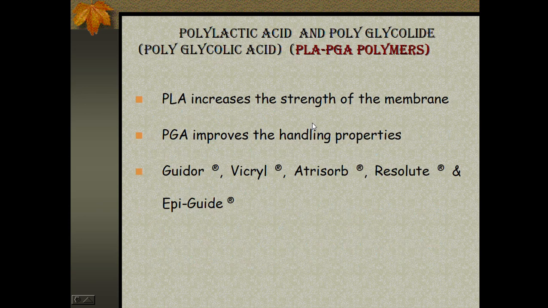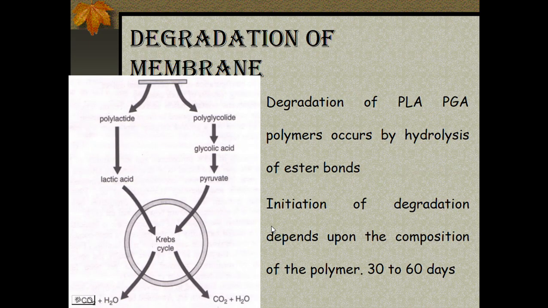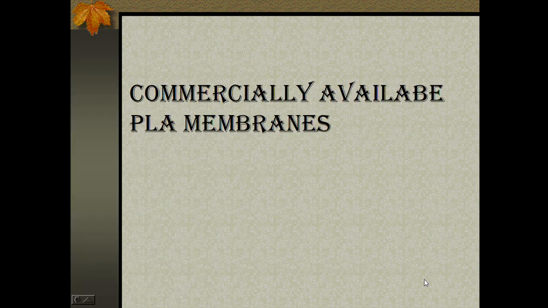Polylactic acid increases the strength of the membrane and polyglycolic acid improves the handling properties. Various commercially available membranes are Guidor, Vicryl, Atrisorb, Resolute and Epiguide that we will be discussing in detail. Before that, we should understand how they are degraded. Polylactic acid, as I have already told you, is degraded by the Krebs cycle or hydrolysis. The membrane is degraded and it takes 30 to 60 days.